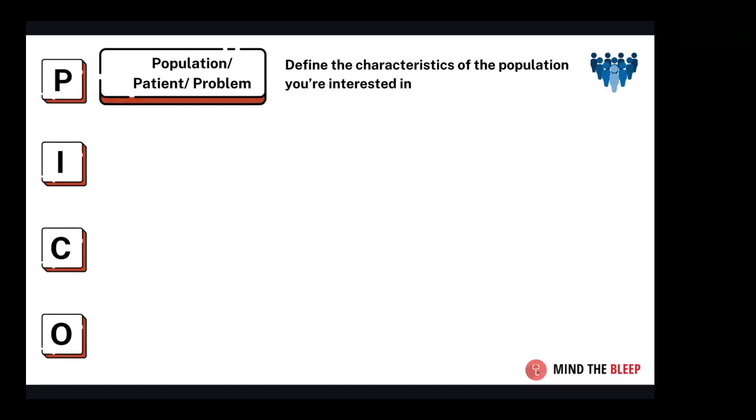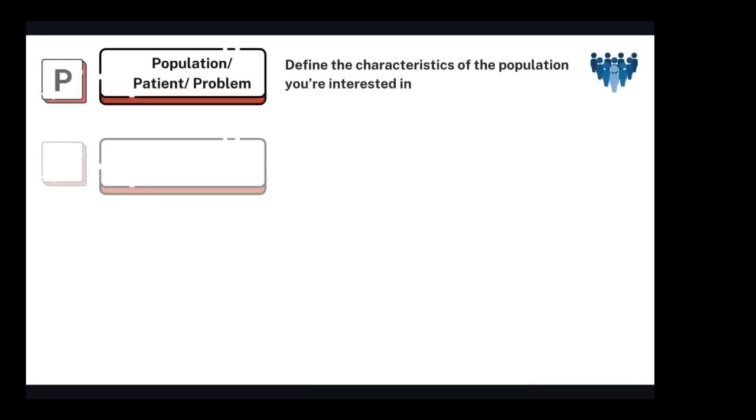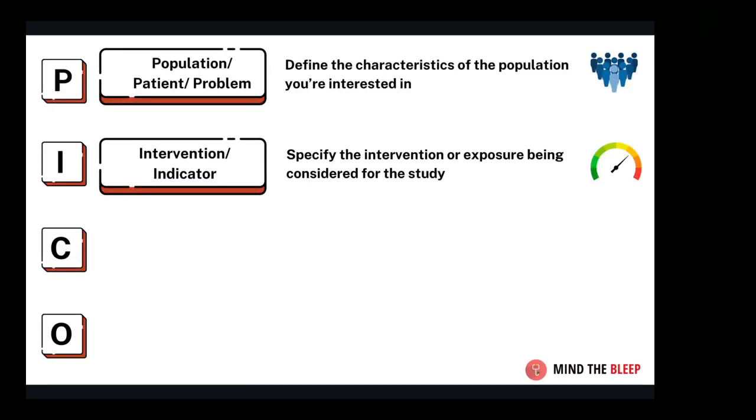So PICO is a mnemonic that you basically use in order to create your clinical question. I'm just going to go ahead and talk about what each one stands for. The P stands for a population, a patient, or problem. So what is it exactly that you're looking into? What cohort is involved? You must be specific. That's P. Next is I. I is intervention or indication. What is it in particular that you're considering? This can be a medication, a procedure, or a scoring criteria.